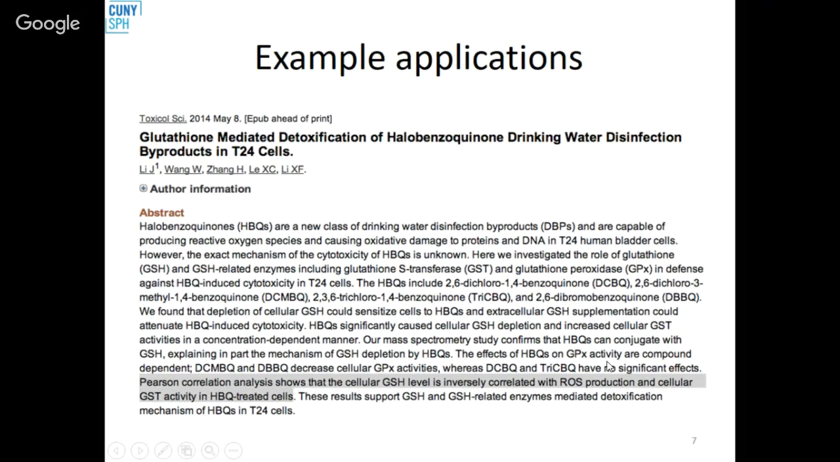We don't know anything about what all of these things mean. We know that this is some continuous measure, cellular GSH level, presumably related to the contaminant, and it's inversely associated with these biological activities. So when you have higher GSH level, you have lower ROS production and lower GST activity. That is the kind of thing that Pearson correlation analysis tells us.